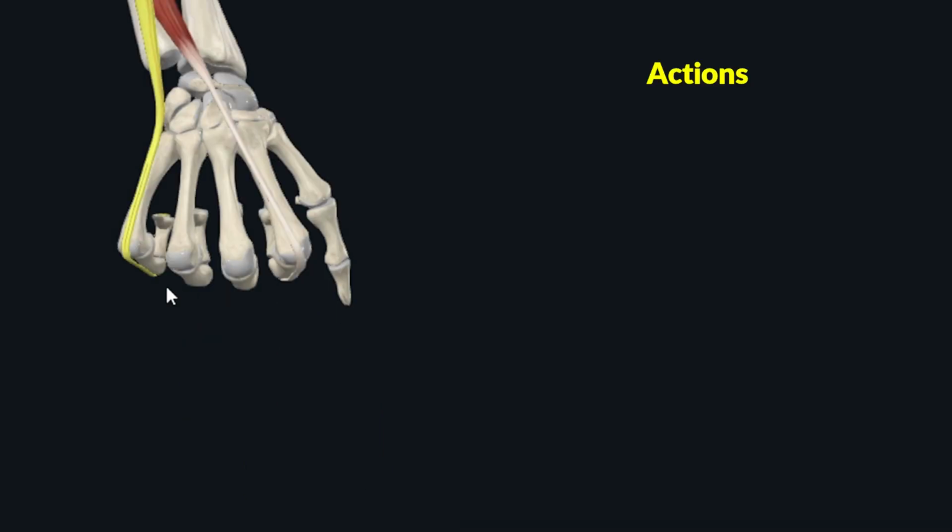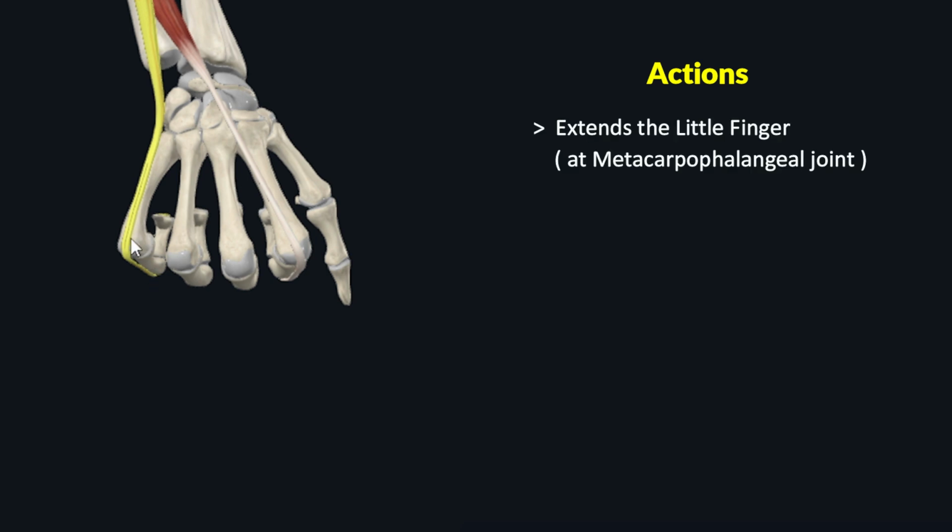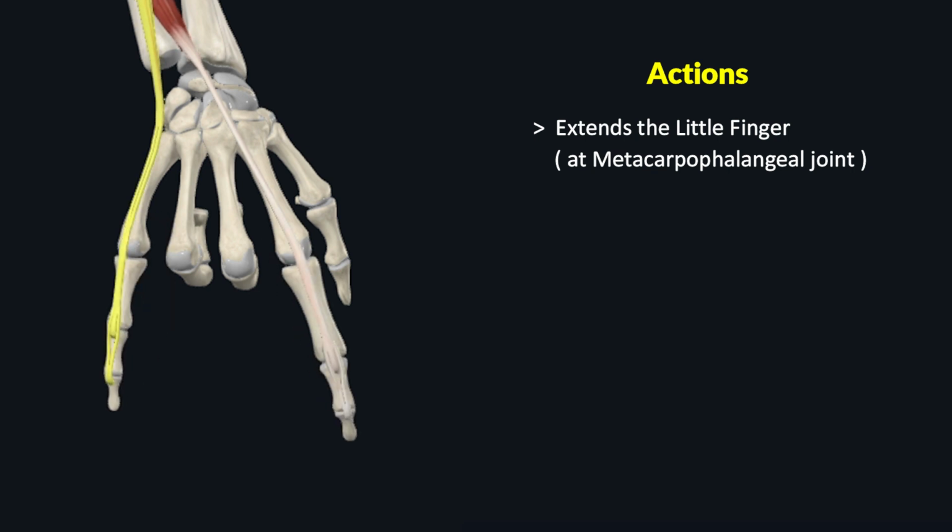So if we talk about the actions of the extensor digiti minimi muscle, this muscle has got a single important action, and that's the extension of the little finger. And this muscle performs this action by acting on the metacarpophalangeal joint of the little finger. This model is showing the extension of the index finger along with the little finger. But you should note down that this muscle has nothing to do with the index finger, and it just plays its role in extending the little finger at the metacarpophalangeal joint.